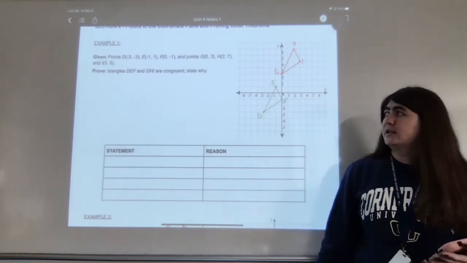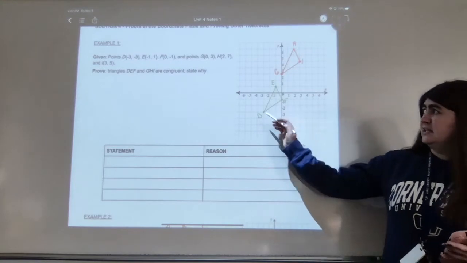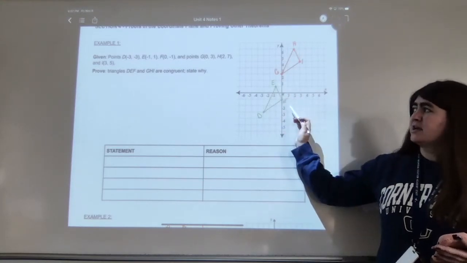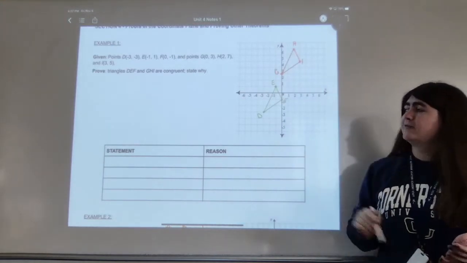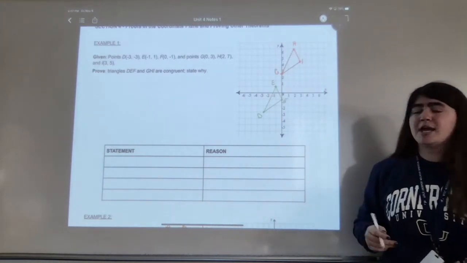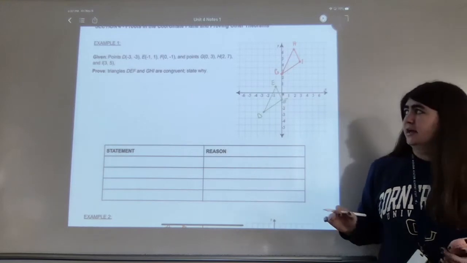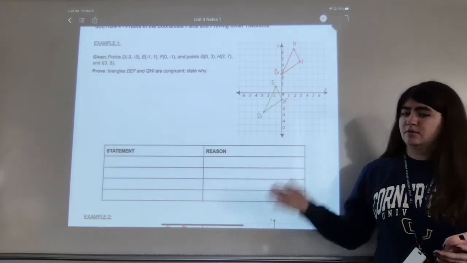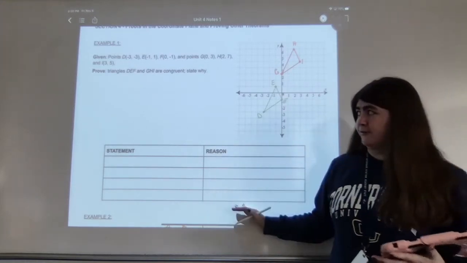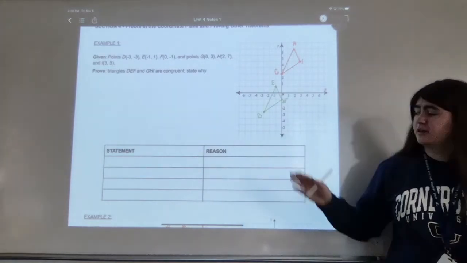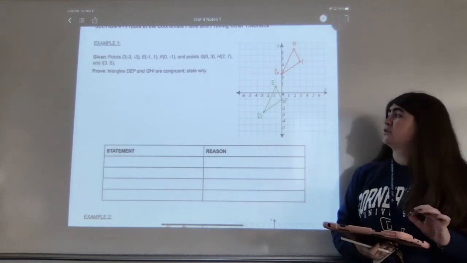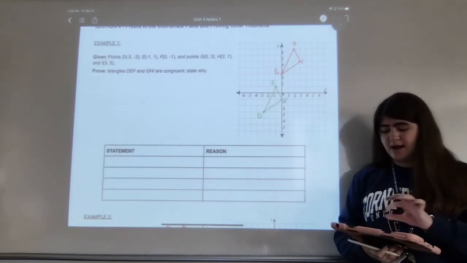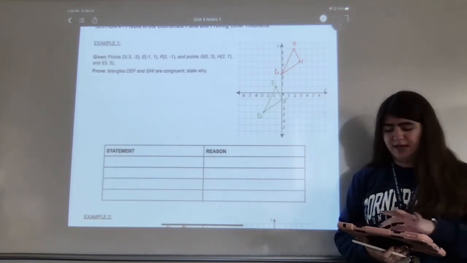In example 1 here we have given points D, E, and F and points G, H, and I. Prove that triangles DEF and GHI are congruent. And when it says state why, that is in our proof, so we don't actually have to write out any sentences because it's already in our proof. The first thing that you need to do is plot those points. I already have them plotted on mine, so you might need to pause and catch up.